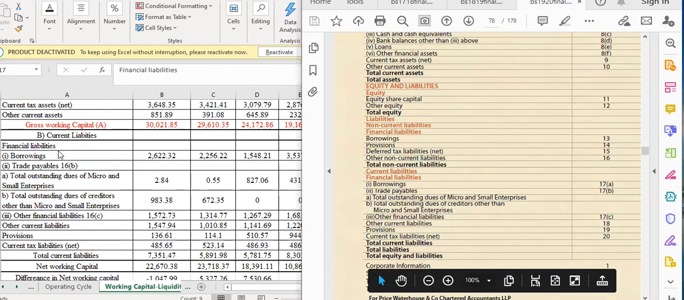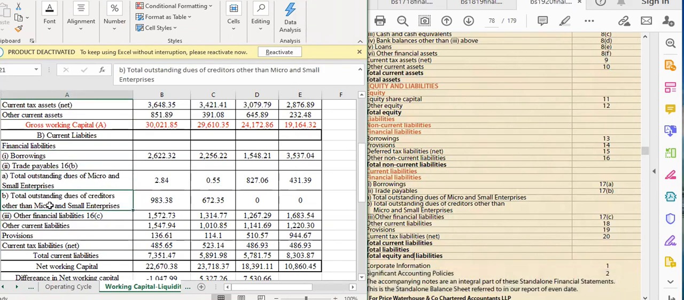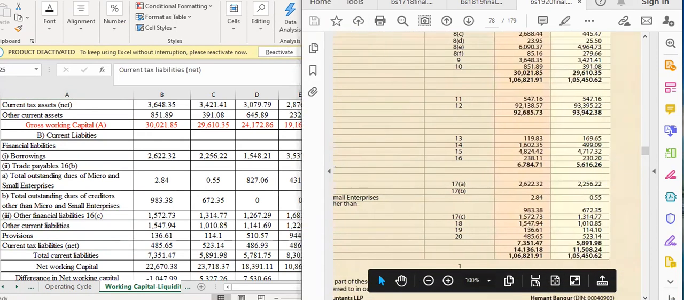The first one is financial liability, first is borrowings, then trade payable. In trade payable, they have given two categories, so I have mentioned two. If only one is given in your balance sheet, you can take one. Then other financial liabilities, other current liabilities, provisions, and other tax liabilities. You can see afterward I have copied the amounts also.